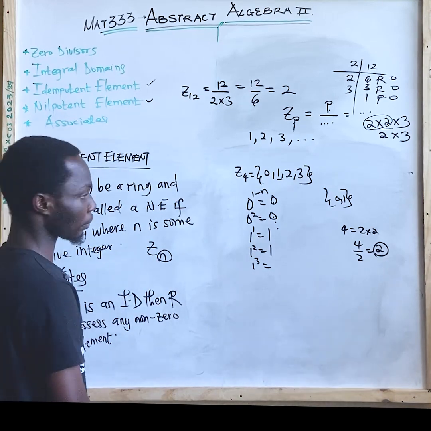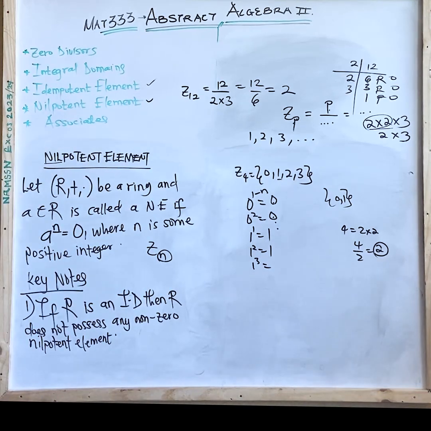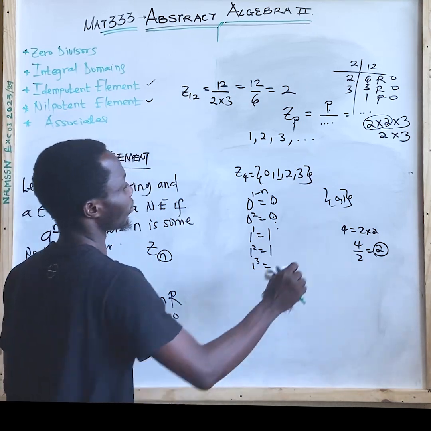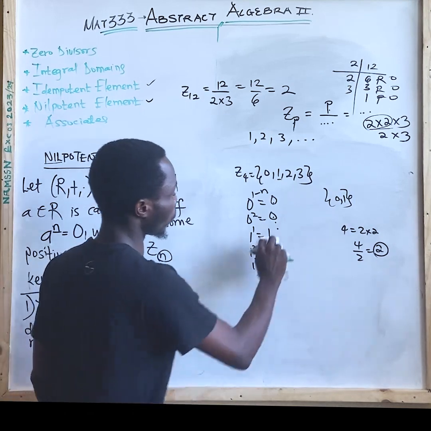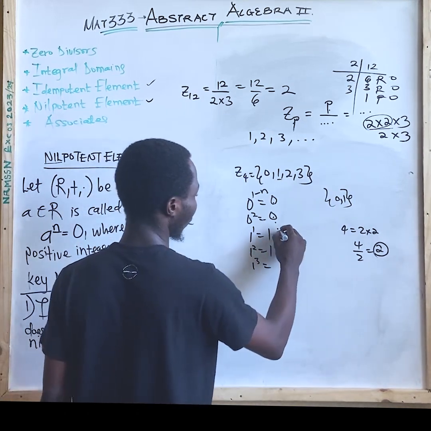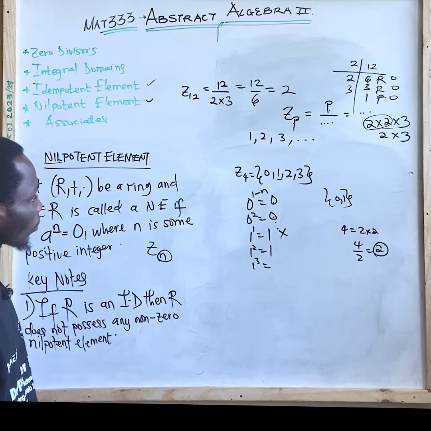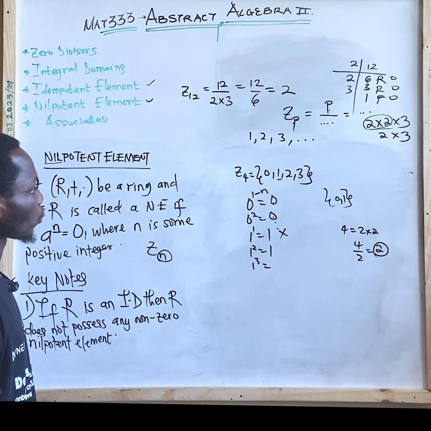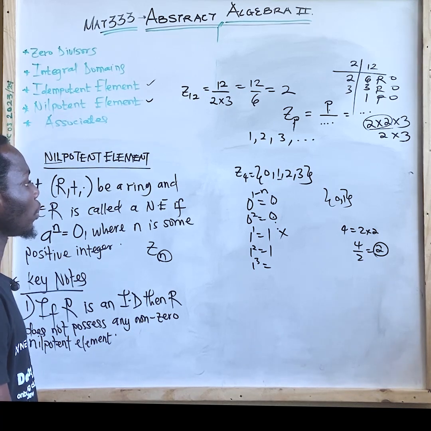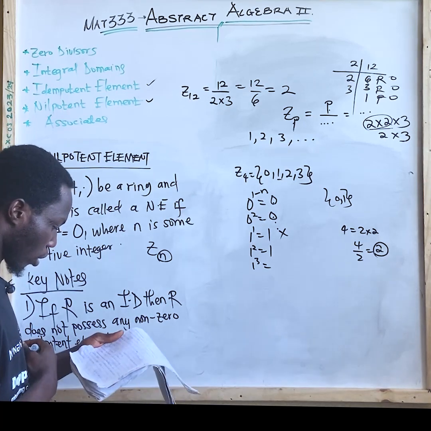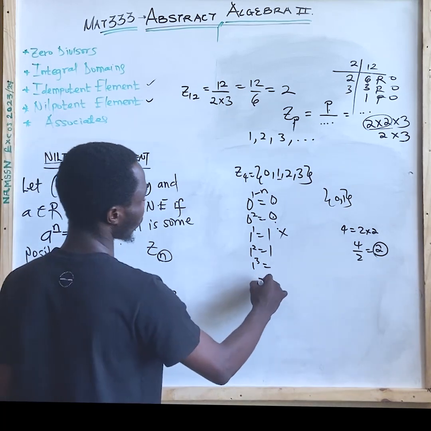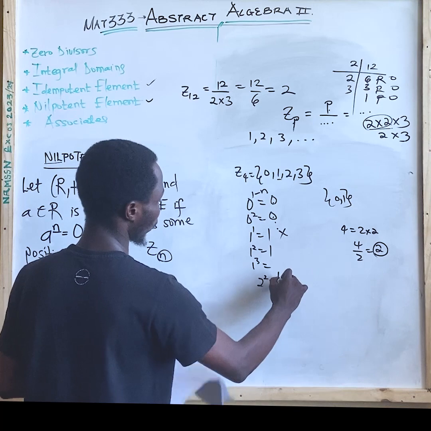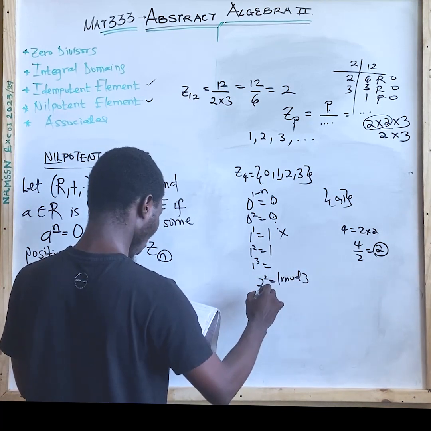Let's pick 2. 2 raised to power 2 will be 4. I was still thinking of idempotent elements, so 1 is not a nilpotent.